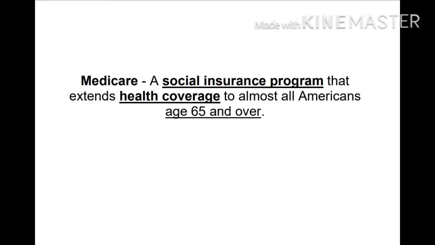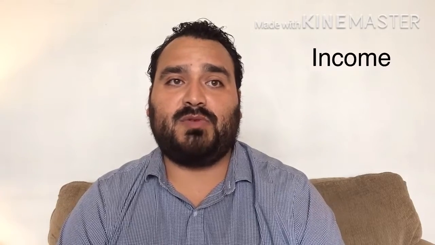Medicare. Medicare is a social insurance program that extends health coverage to almost all Americans age 65 and older. Then we have income. Income is money received on a regular basis for work or through investments.